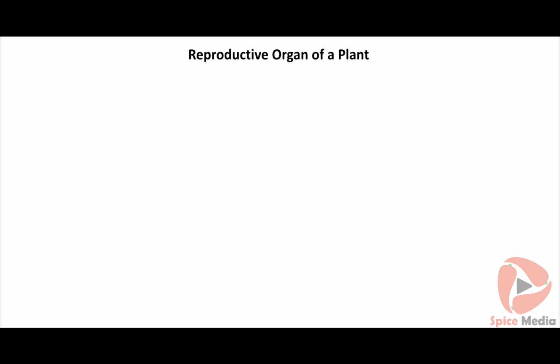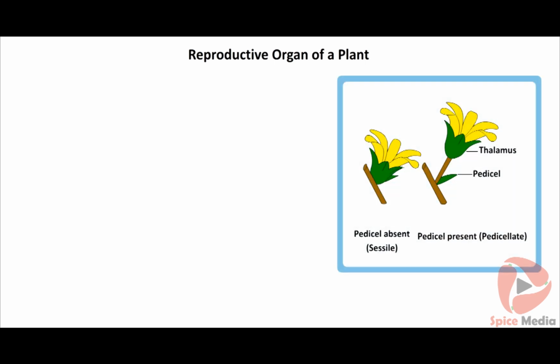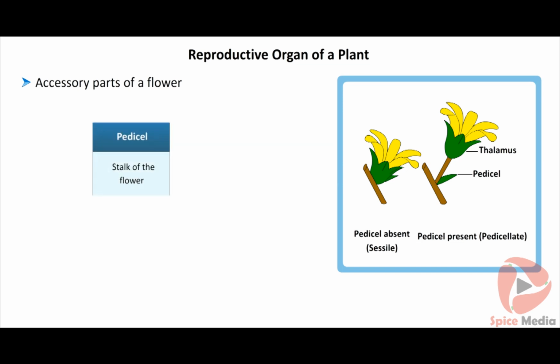The flower is a modified vegetative shoot. It is considered to be the reproductive organ in higher plants because it is involved in sexual reproduction. Look at the picture showing the accessory parts of a flower. Pedicel is the stalk of the flower. Depending upon the presence or absence of pedicel, there are two types of flowers. They are pedicellate and sessile.